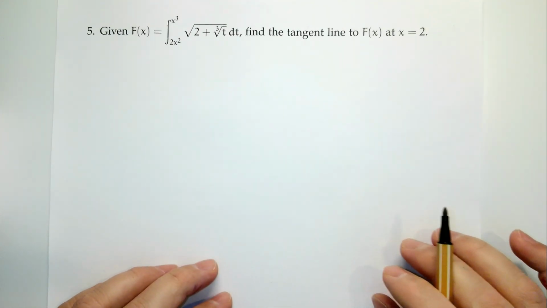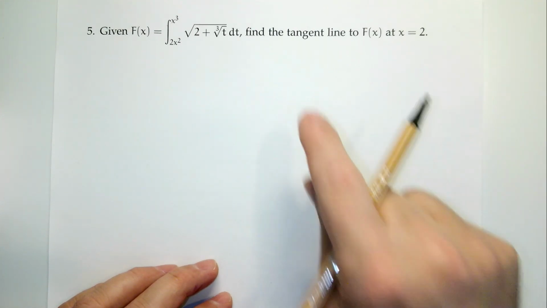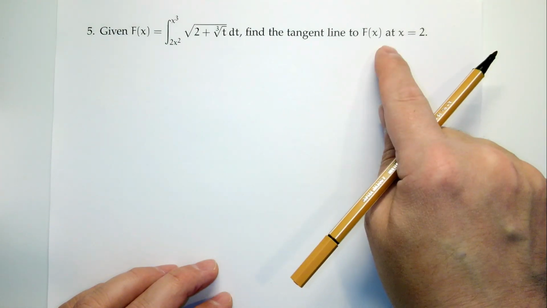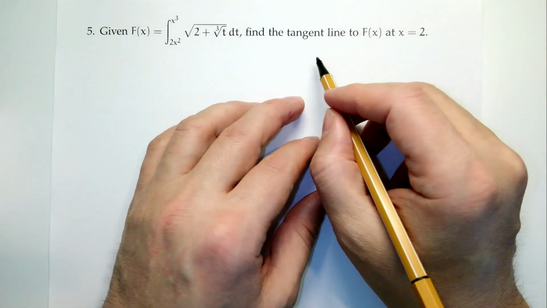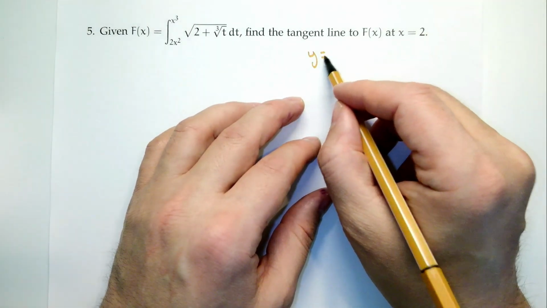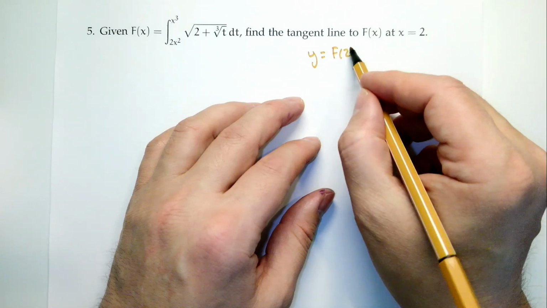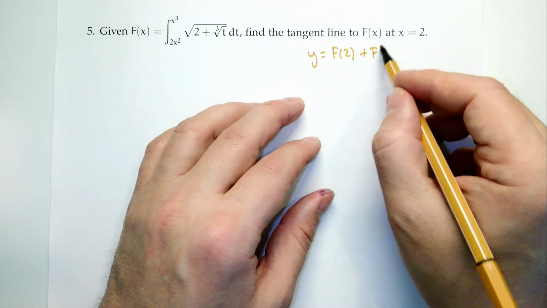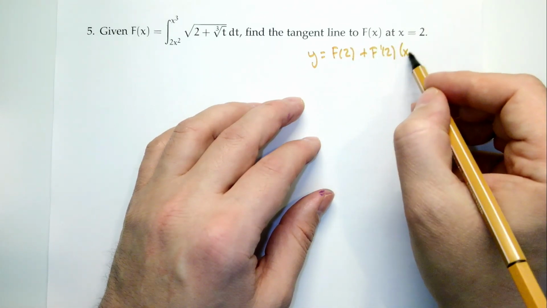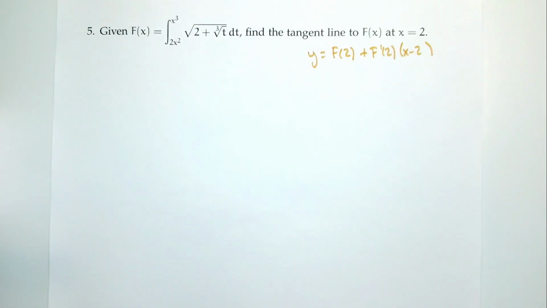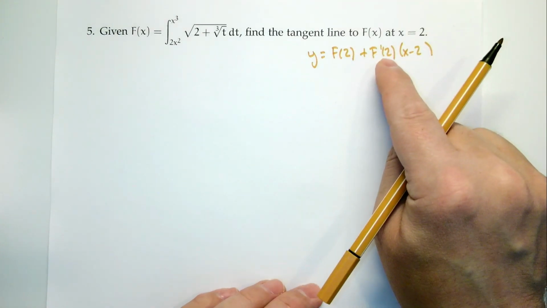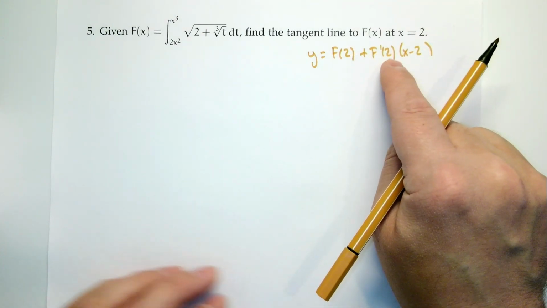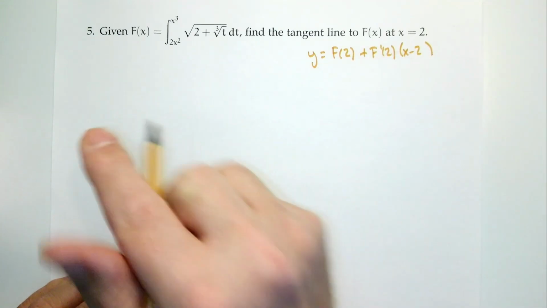All right, so what are our cool, awesome tools? First off, let's think about what you need to find a tangent line to f of x at x equals 2. In general, it'd be y equals whatever the function is at 2, plus f prime of 2 times x minus 2. That's just the generic formula for a tangent line. So I need to find capital F of 2 and capital F prime at 2. Let's start with capital F of 2.